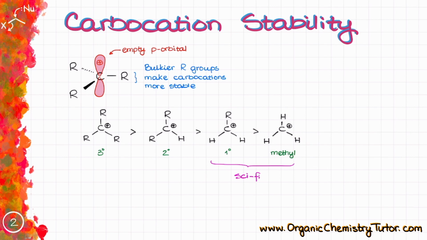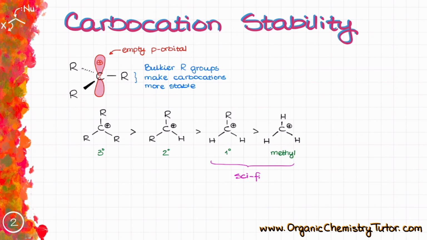So never ever attempt to make a primary carbocation in an SN1 reaction or essentially any other reaction that makes carbocations unless there is a really good reason for it. I'm not saying that primary and methyl carbocations are completely impossible, but they're darn close to it.